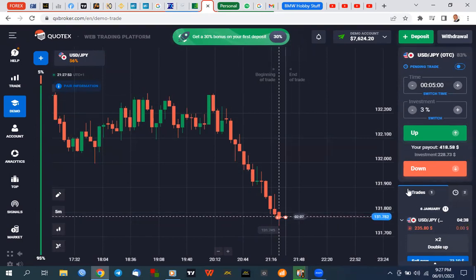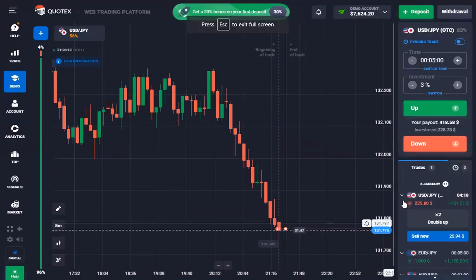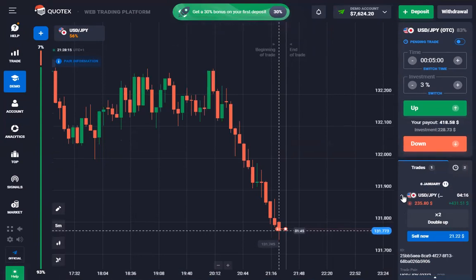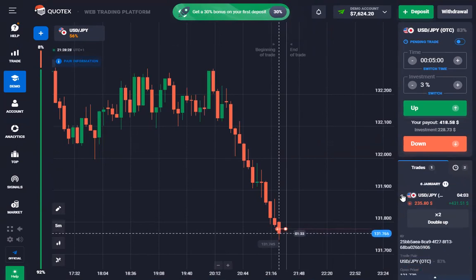Now, if you extend... I'm not sure. Okay, let me see if it will show if I do this. There you go. Now, you can actually view the details of that specific trade here. This is the history, by the way. This is trading history. So you can view the details of this specific trade here.